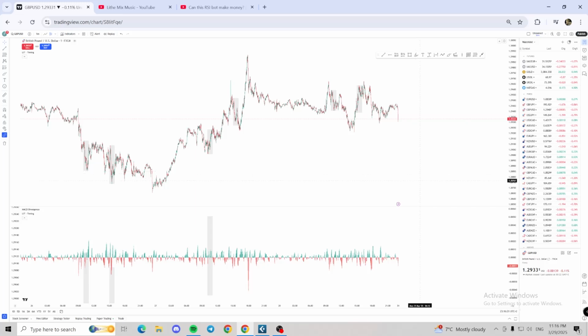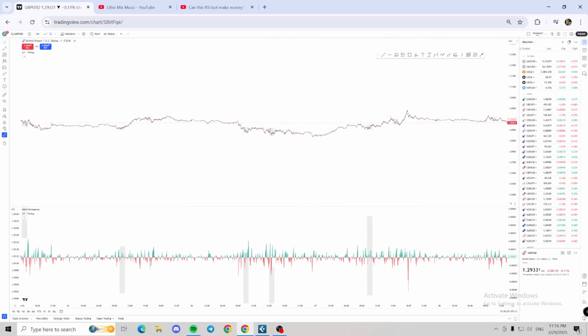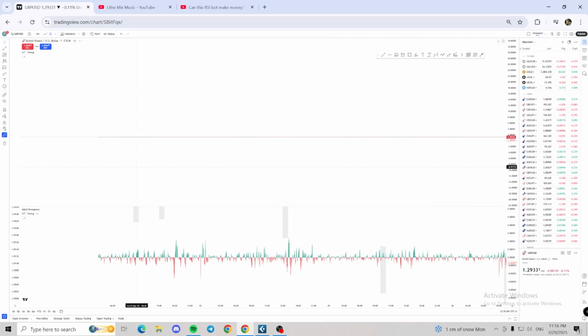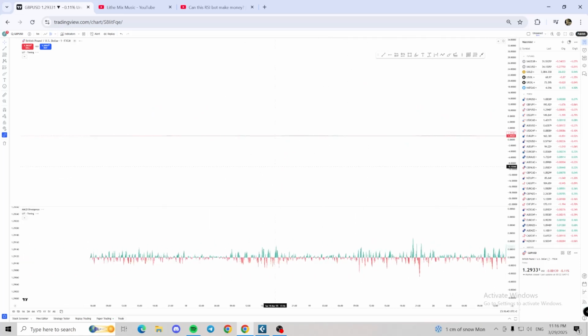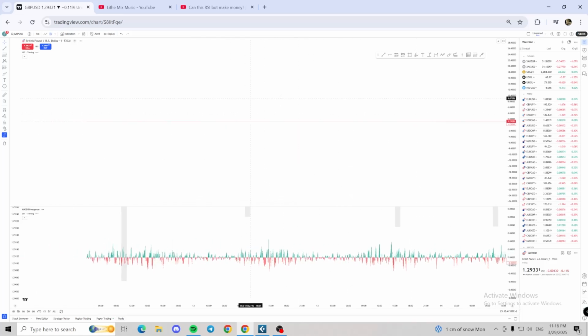Hello, so today we are going to backtest GBP USD and we will see how it goes. Okay, so let's dive in. So I'm going to do this so you know that I don't know what's going to happen here. I have no idea, right? So this is how we are going to backtest.